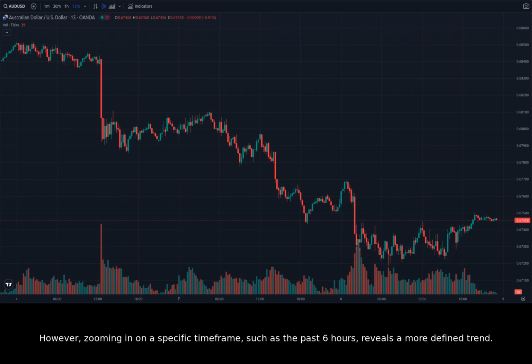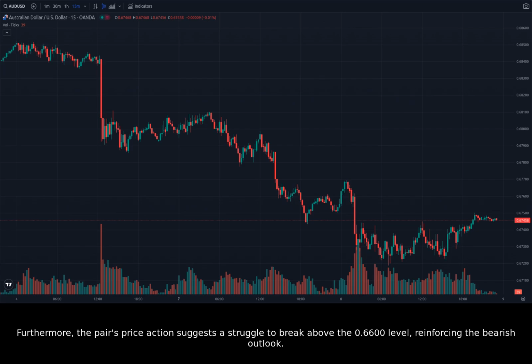However, zooming in on a specific time frame, such as the past 6 hours, reveals a more defined trend. In this period, the 15-minute chart shows a series of red candles, indicating consistent downward pressure. This could signal a potential continuation of the bearish trend in the near term. Furthermore, the pair's price action suggests a struggle to break above the 0.6600 level, reinforcing the bearish outlook.